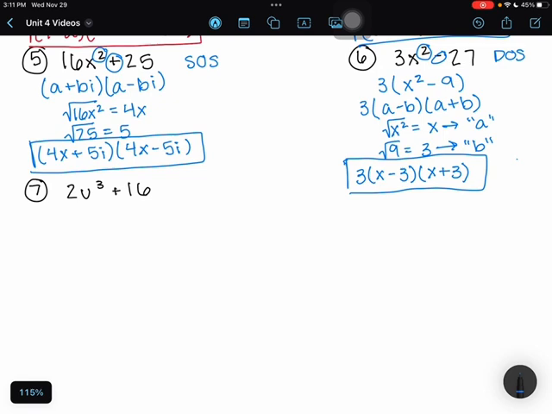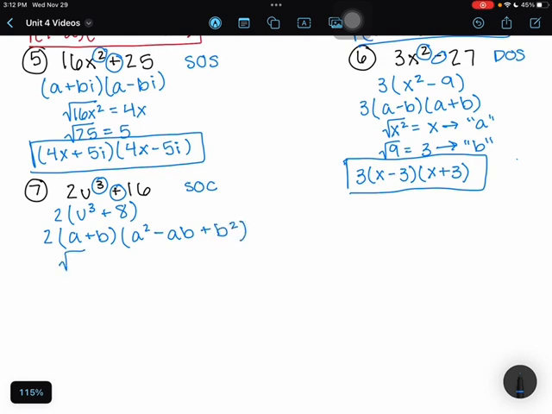All right, and then last one, number 7. Again, I see I have a 3 and a plus, so I want sum of cubes. And before I go ahead and start finding my a and my b, I can see there's another GCF here. I have a 2 that goes into both 2 and 16. So 2 comes out front, and I have u to the 3 plus 8. And for sum of cubes, I have the 2 out front, but then I'm going to have a plus b times a squared minus ab plus b squared.